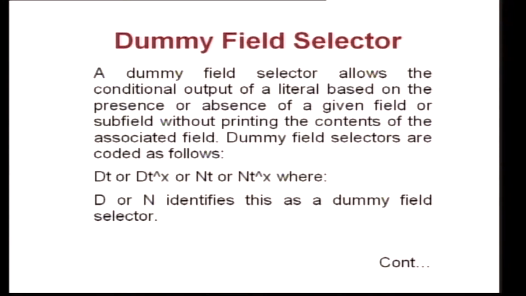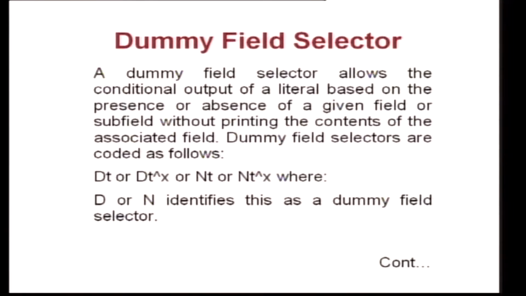If you see the definition, the dummy field facility is a unique feature in CDS/ISIS for Windows, where you can control the appearance of a literal or a group of punctuation or a particular term and level depending on the presence or absence of that particular field. So, the syntax is either D T caret X or N T caret X, where D stands for presence of the field, N stands for absence of the field, T is the tag and X is the subfield.